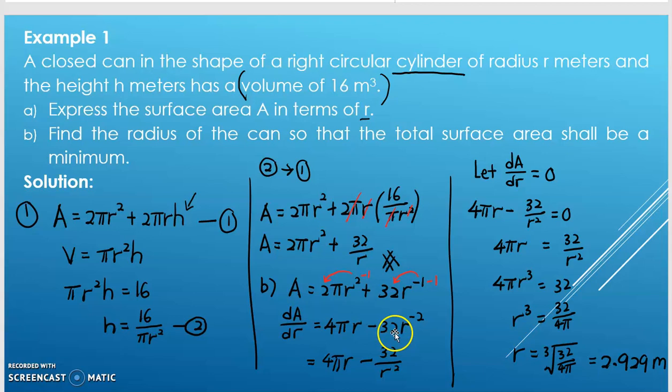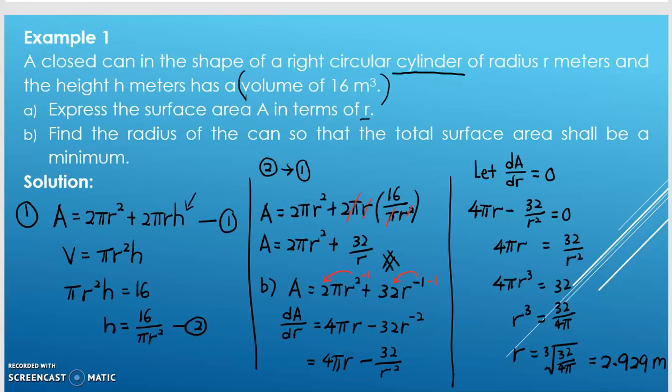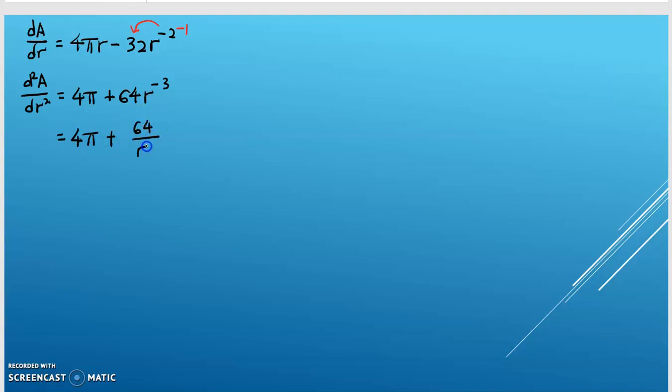Again, this is my first derivative, 4 pi r minus 32 over r squared. Let me write it down here: dA over dr is equal to 4 pi r minus 32 r to the power of negative 2. This is the first derivative. Now we come to the second derivative. The second derivative of A with respect to r will be equal to 4 pi. Again, bring the index up front and reduce the index by 1. So here it will become positive: 32 times 2 will become 64 r to the power of negative 3. Or I can write it in the form of 4 pi plus 64 over r cubed.